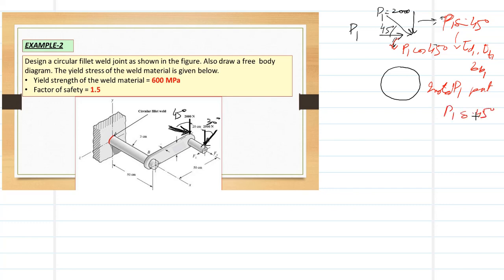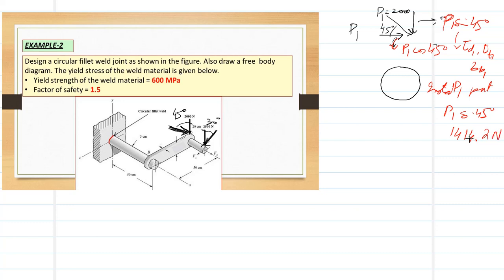Or in this case, you can find it. So let's say P1 sine 45 is 0.707 into P1, which is 2000. You can put the direct value, which is, let's say, 1414.2 newtons. You can also do that.